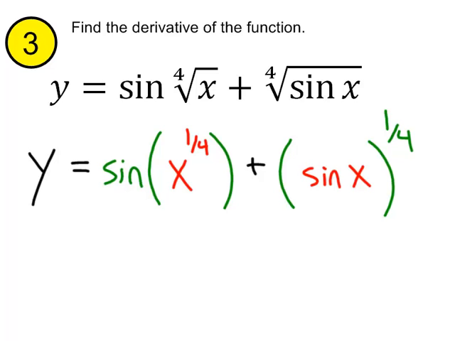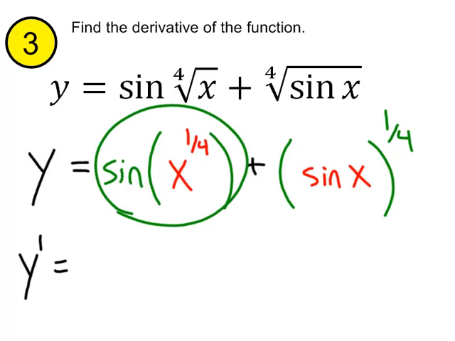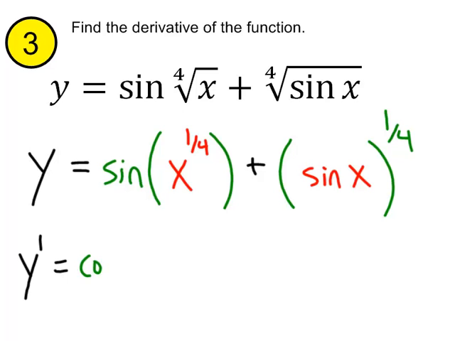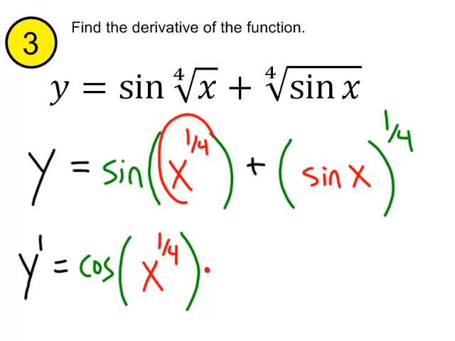Now we're doing calculus, so now we'll say y prime equals. And if we look at this first piece, and we derive the outer function, the derivative of sine of blank will be cosine of blank. Inside of that, I'll just write the inner function, but then I'll multiply that whole thing times the derivative of that inner function, and the derivative of x to the 1/4 is going to be 1/4 x to the negative 3/4.